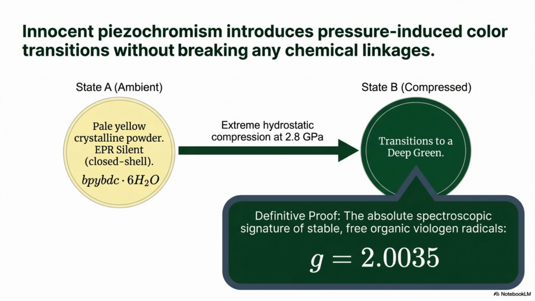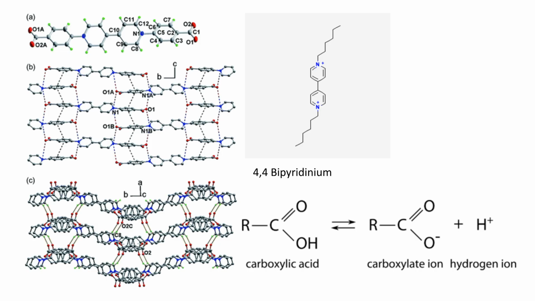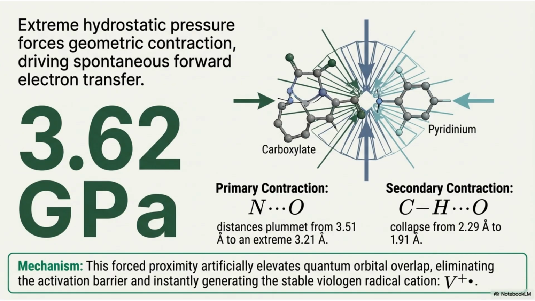Innocent piezochromism introduces pressure-induced color transitions without breaking any chemical linkages. Extreme hydrostatic compression causes a transition from a pale yellow powder to a deep green state. These are the structural representations of the components involved in the innocent piezochromism mechanism, including the 4,4-bipyridinium and carboxylic acid units. Extreme hydrostatic pressure, up to 3.62 gigapascals, forces geometric contraction, driving spontaneous forward electron transfer.